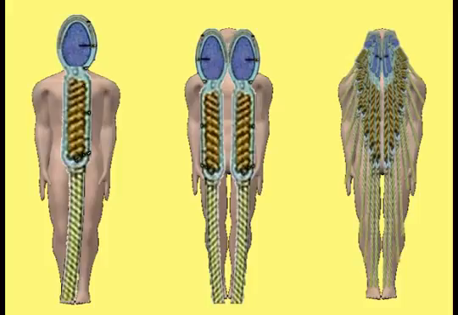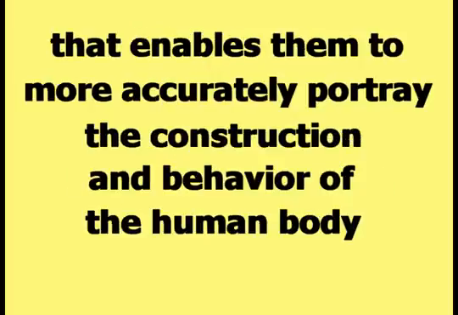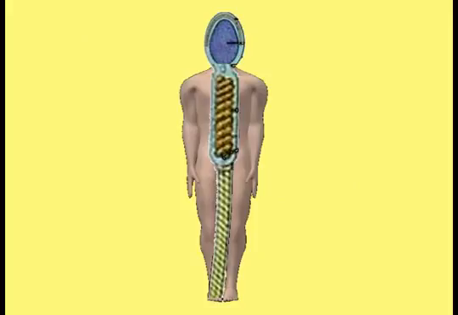The alternate versions of the sperm view of the human body all improve on the original version of the sperm view of the human body in some way that enables them to more accurately portray the construction and behavior of the human body than the original version of the sperm view of the human body.